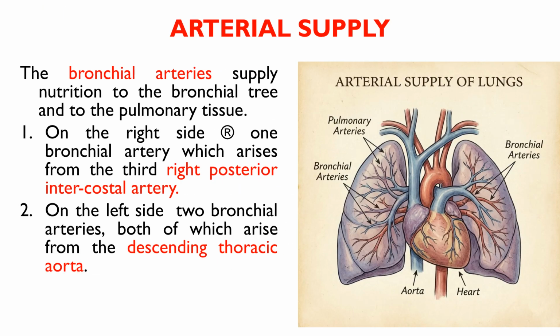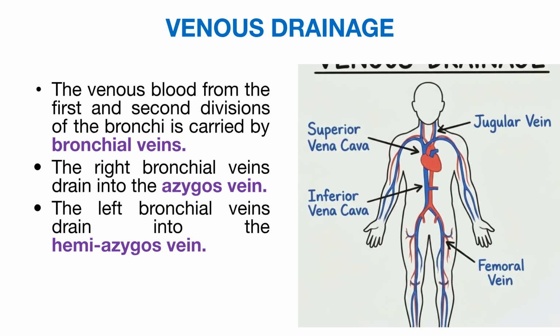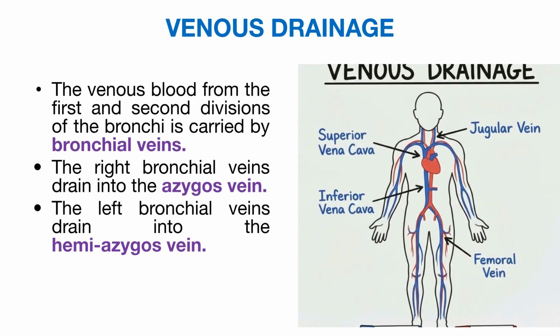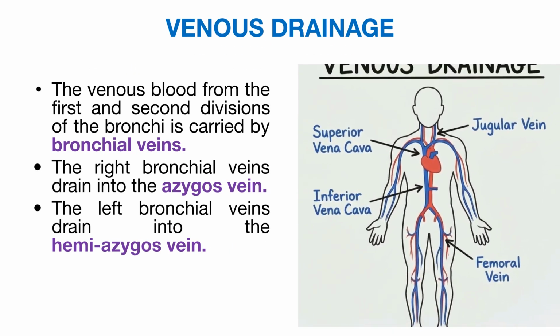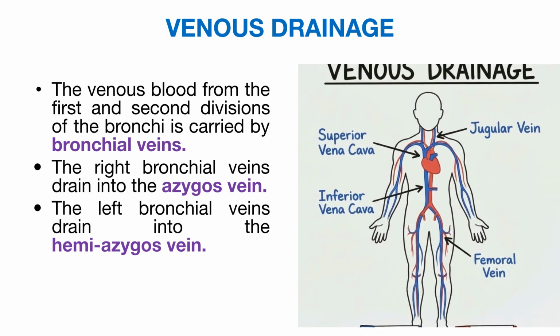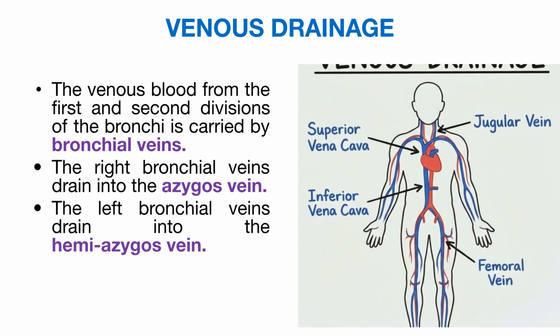The bronchial arteries provide nutrition to the bronchial tree and pulmonary tissue. The right side has one bronchial artery from the third right posterior intercostal artery. The left side has two bronchial arteries from the descending thoracic aorta. Venous drainage from the first and second divisions of the bronchi is carried by bronchial veins. The right bronchial veins drain into the azygos vein, and the left bronchial veins drain into the hemiazygos vein.